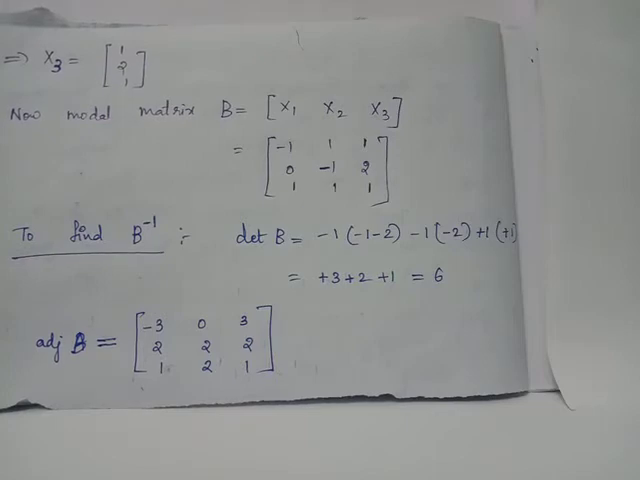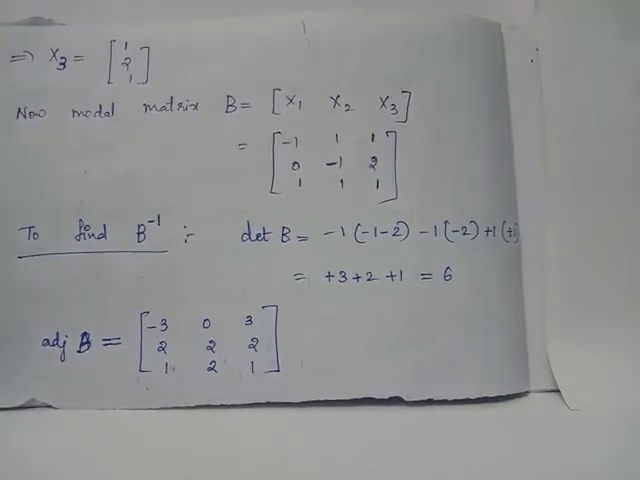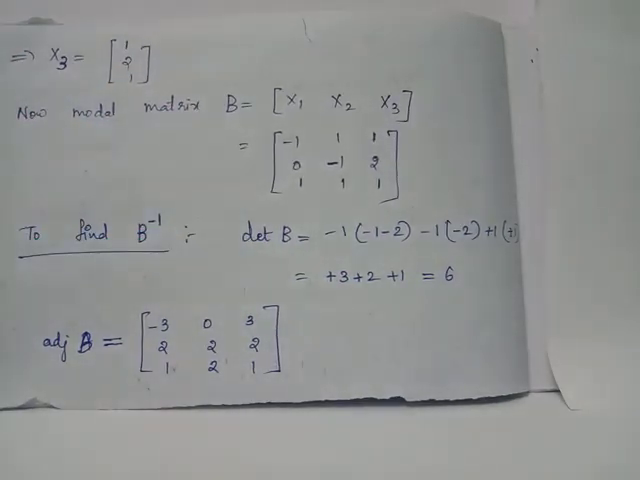Our next step will be to diagonalize matrix A with the help of model matrix B. We know that the diagonal form D equals B inverse AB. So our next step will be to find out B inverse. To find out B inverse, we make use of the formula B inverse equals adjoint of B divided by determinant of B. We evaluated the determinant of B and we could conclude that it's a non-singular matrix. And we also evaluate the adjoint of B, which is the transpose of the cofactor of B.